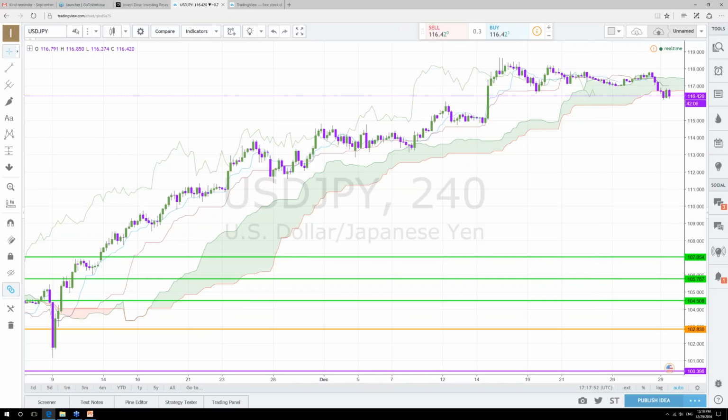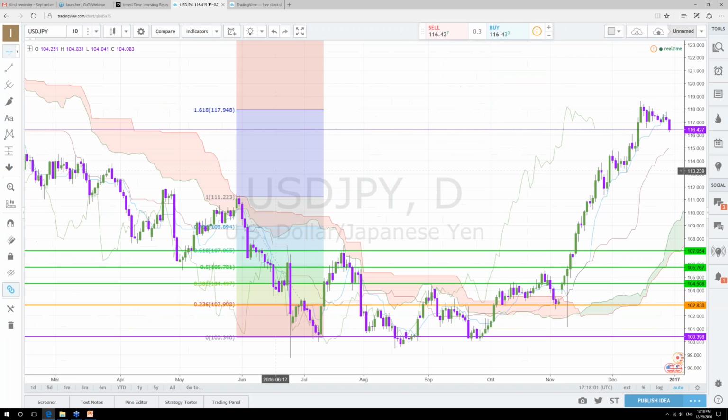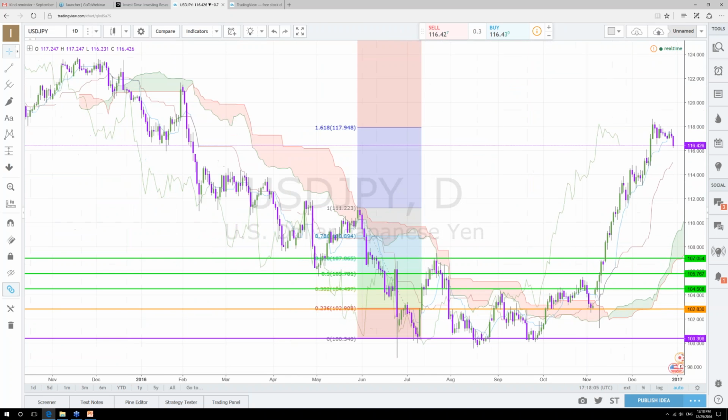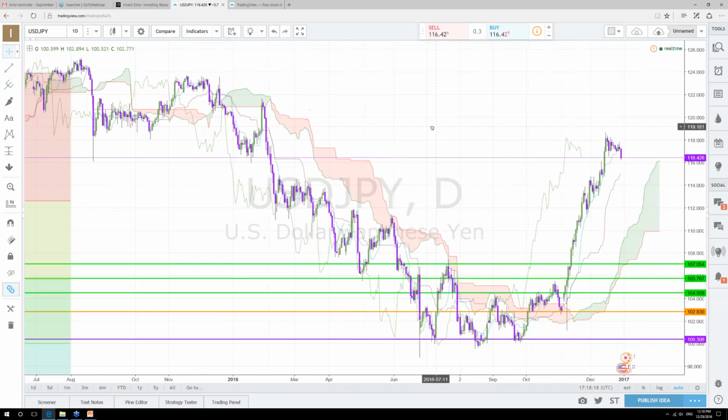All right. This is the dollar yen 4-hour chart. It actually just broke below the Ichimoku cloud. Not very good news for dollar yen traders, including myself. But we're first going to take a look at the daily chart. So this is what happened with dollar yen in the past year. All my Fibonacci retracement levels are over here, so we have to read everything here.